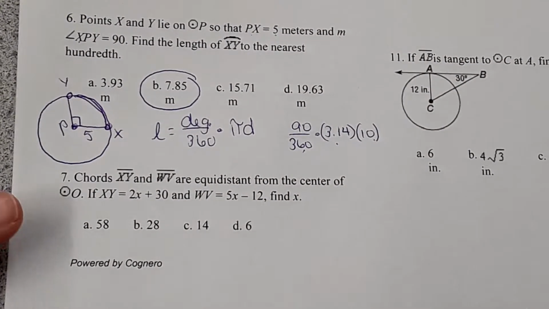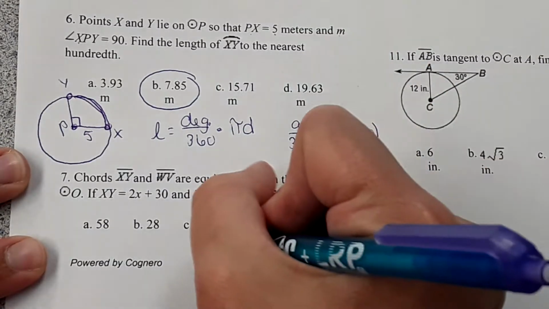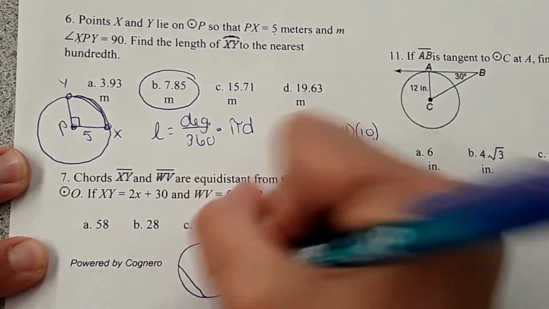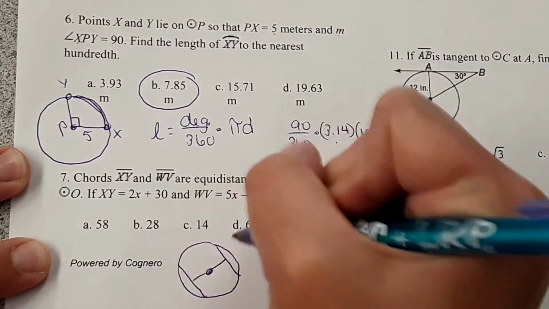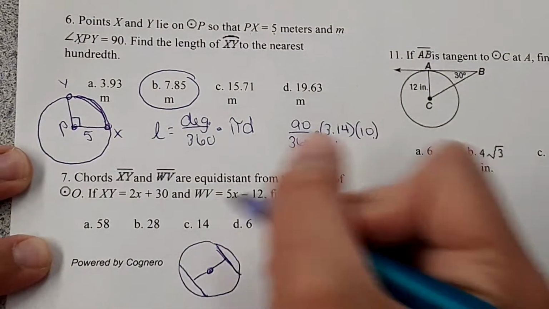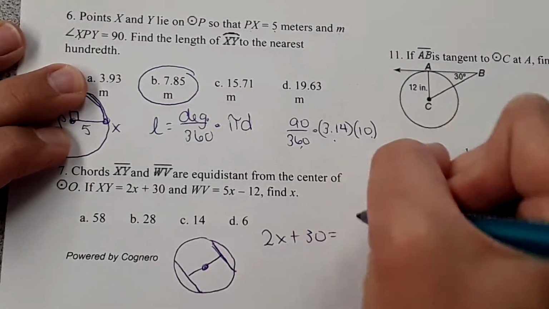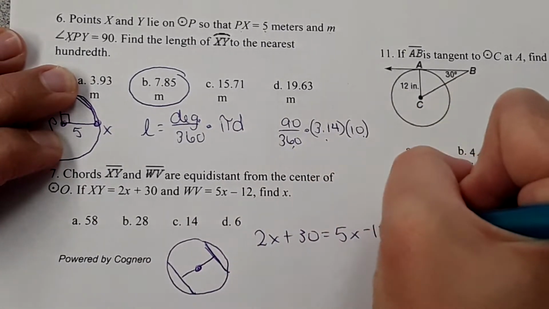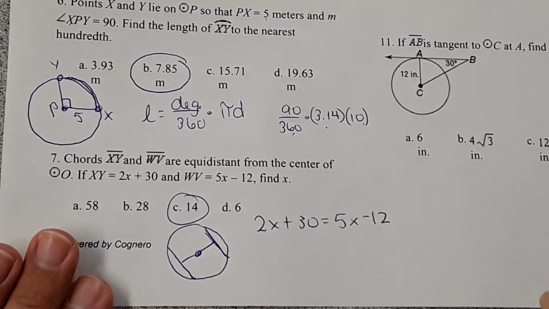Number 7, chords XY and WV are equidistant from the center. When that happens, these chords are equal in length. So therefore, you can set these expressions equal. 2x plus 30 equals 5x minus 12. Solve it for x, and x is 14.